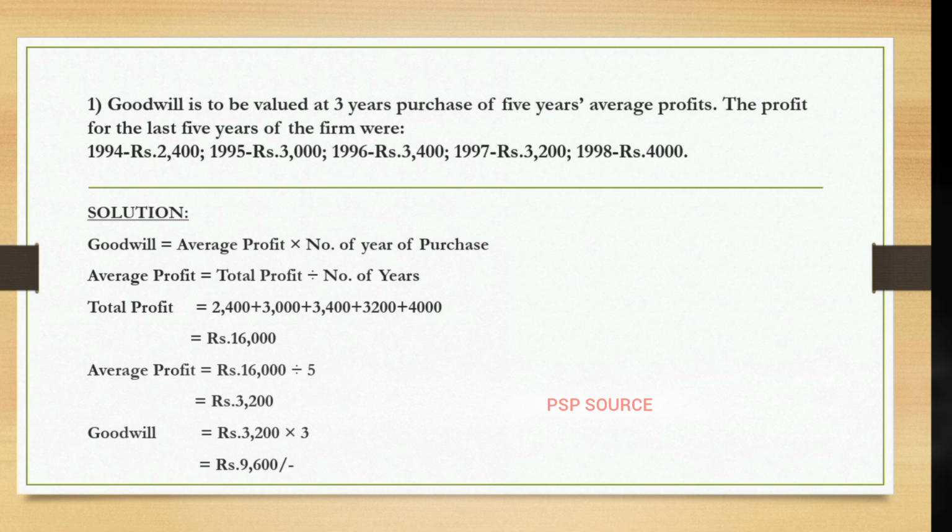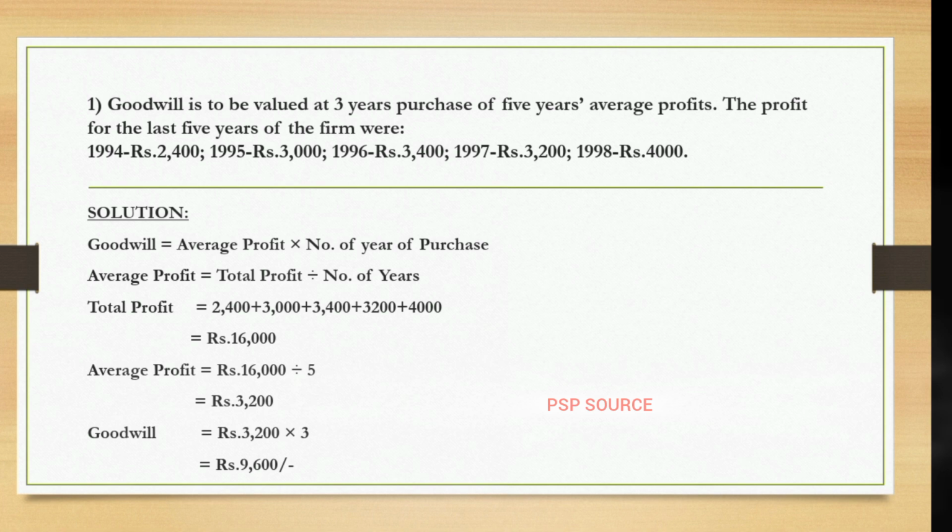Here the profits were 2400, 3000, 3400, 3200, and 4000. If you sum up these profits, you will get a total profit of rupees 16,000. Next, we need to calculate average profit in order to get goodwill. Total profit is already calculated as 16,000. The number of years given in our problem is 5, which are 1994, 1995, 1996, 1997, and 1998. Divide the total profit by the number of years, and we get rupees 3,200 of average profit.